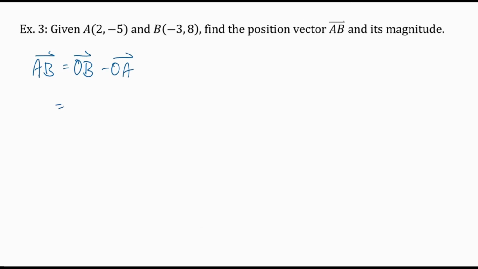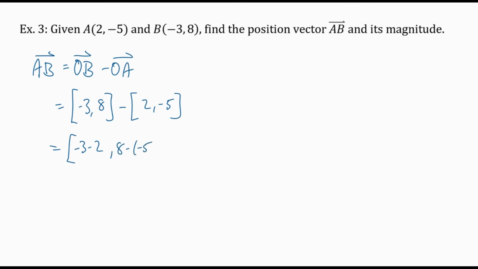Okay, and OB, it might look like we're just rewriting point B, but we're not, because we're defining it as a vector. So that's an important difference. It's a subtle difference, I know, but it is very important. And then writing this out in its components is -3 minus 2 and 8 minus -5, and that gives us -5 and 13.